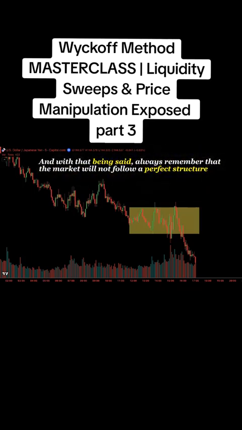As you can see, the market continued moving down and did not respect the supposed accumulation phase. If you don't use the volume indicator, you might think the method doesn't work. But in reality, what you missed is a key confluence factor, the volume. And with that being said, always remember that the market will not follow a perfect structure, so don't try to force it. Instead, focus on confirmation, use volume, and follow what the market is showing you, not what you think it should do.